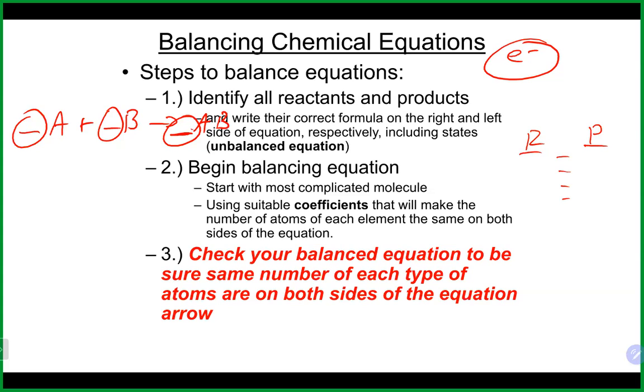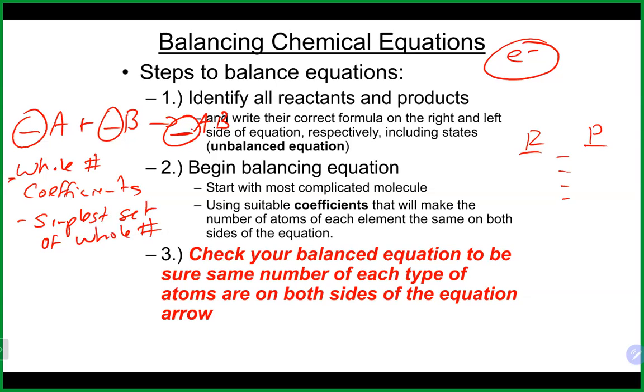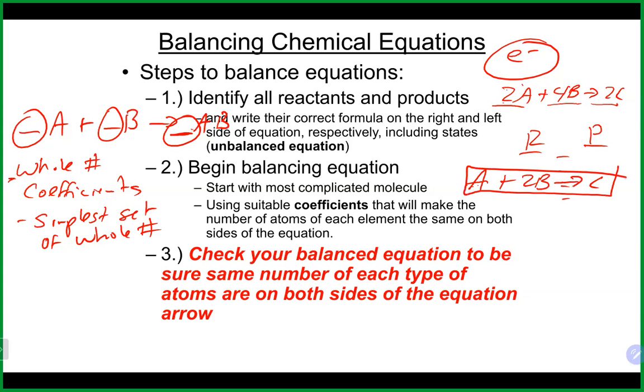When you are done balancing, there are two things that need to be done. The coefficients need to be all whole numbers, and they also need to be the simplest set of whole numbers. As I might have put up there the other week, if you happen to balance an equation with some numbers like this, although it may be balanced, you could go back through and divide everybody by 2 and still get whole numbers. That would give you the properly balanced equation: A plus 2B goes to C in this case. And that's what you'd want to do.